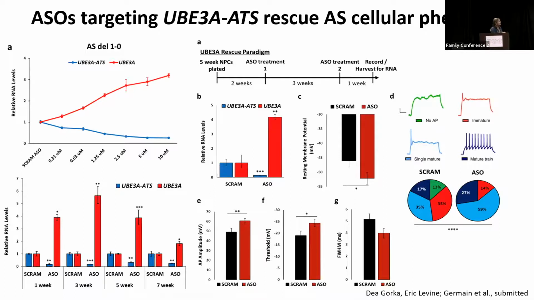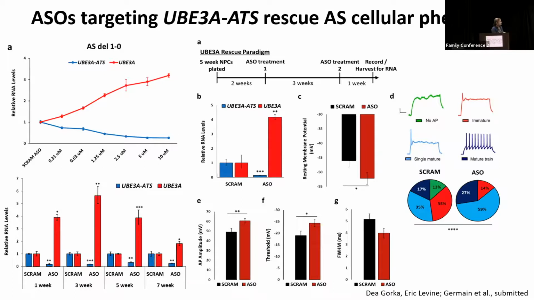And what's cool about this is the ASOs work in a dose-dependent manner. If we didn't want to knock all of it out, we could add less ASO and you get a lesser reduction. This is important for something like DUP15Q where we need to leave some of the genes there, right? We don't want to get rid of all of it. We want to get rid of some of it. What's also cool about these ASOs is we could add them once to the neurons in a dish and then come back 7 weeks later, just feeding the neurons as normal, and you still see the same reduction in the antisense. So they're long lived. They last for a very long time in the cells, which is really cool.